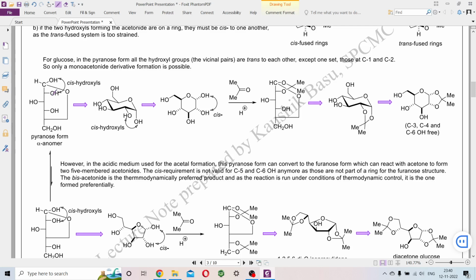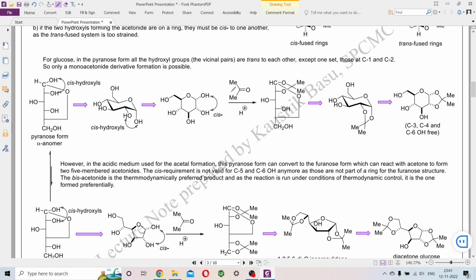So the 1,2 relationship has to be maintained. These 2 are 1,2, those 2 are 1,2, those 2 are 1,2, but the cis requirement is met only for this pair, and that is also evident in the chair projection formula or in the Mills projection formula. As you can see, those 2 are cis, those 2 are trans, those 2 are trans, these are 1,3, therefore there is no question of acetal formation with acetone.